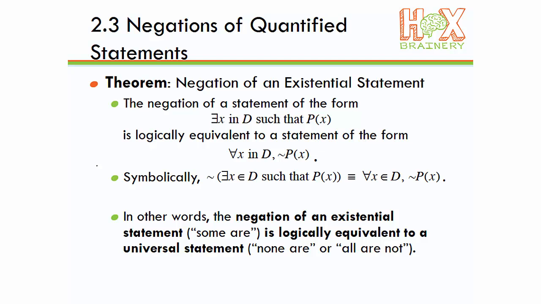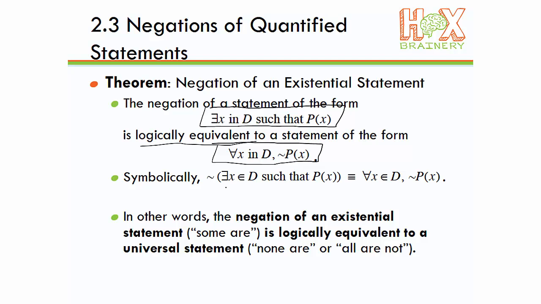The second theorem, negation of an existential statement. The negation of an existential statement of this form here, there exists x in D such that P of x, is going to be logically equivalent to a statement of this form here: for all x in D, not P of x.